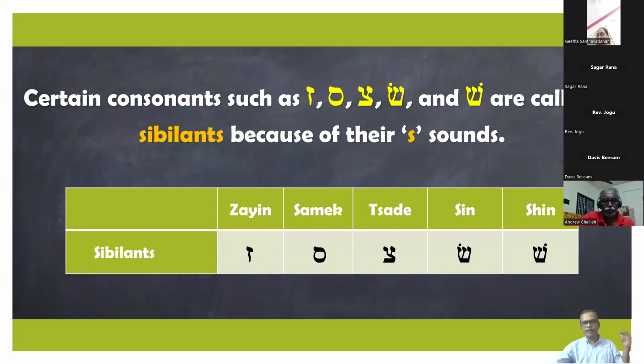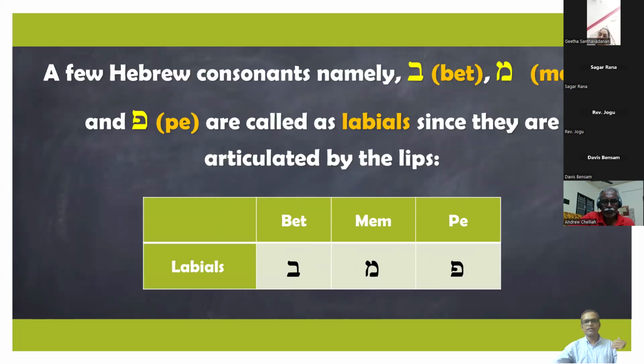Begad Kefat letters, final forms, gutturals, sibilants, and then comes the labials. When I say labials, there are some letters which are pronounced with the help of the two lips: Bet, Mem, Pe. Only with the help of the two lips you will be able to pronounce these letters, so they are called labials.